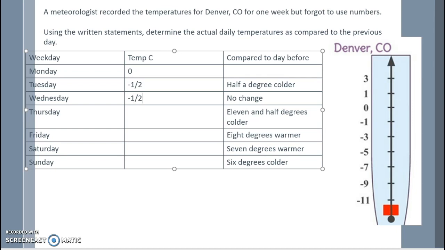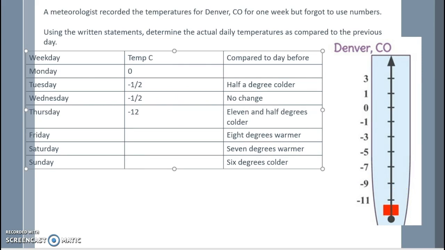On Thursday it was 11.5 degrees colder. So if we're already at -1/2, half would bring us to -1. If we go 11 more, here'd be 2, 4, 6, 8, 10, 11. So -12 degrees.